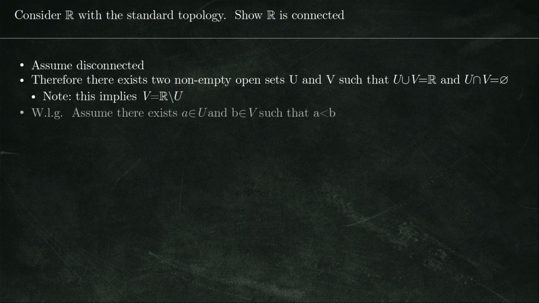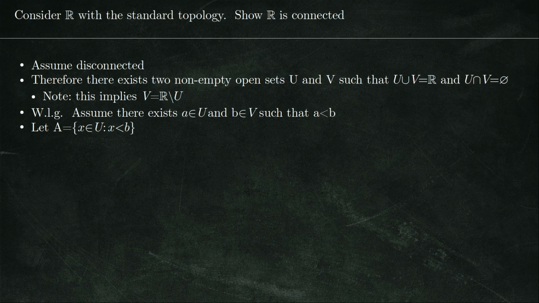Okay, now without loss of generality, assume that there is an a in U and a b in V such that a is less than b. Now if this isn't true, we can just switch U and V around, so it doesn't matter which one we picked. If it doesn't hold for one of them, then we can just use the other one. Nothing will depend on the order, so that's why it's without loss of generality.